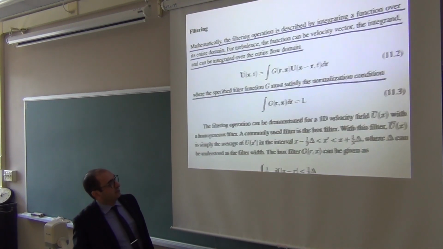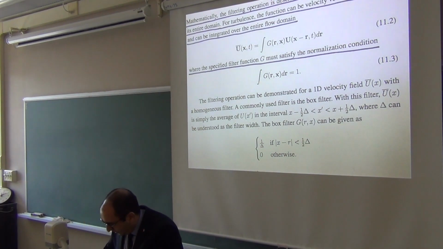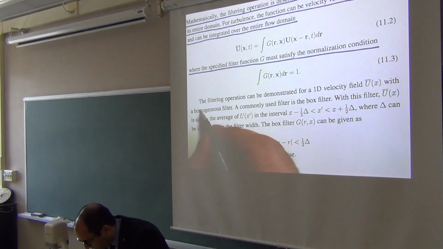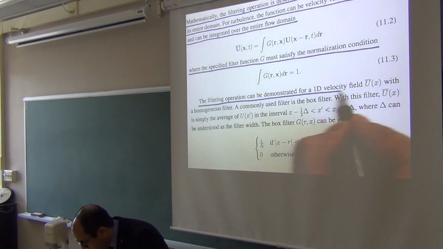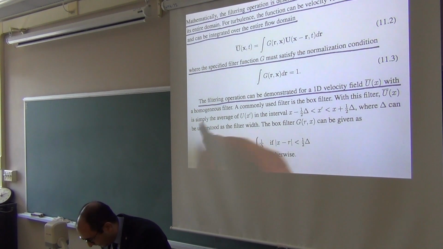Let me show you a very simple filter called the box filter. The filtering operation, suppose you apply it to a one-dimensional field u. It's only one component of velocity u, only in the x direction.